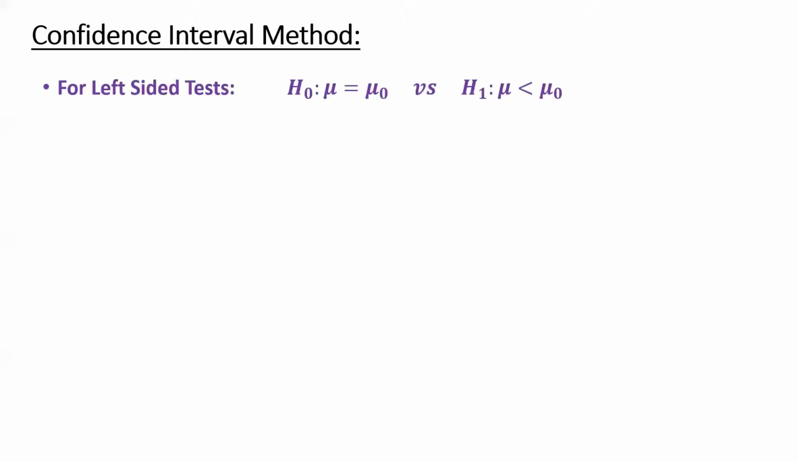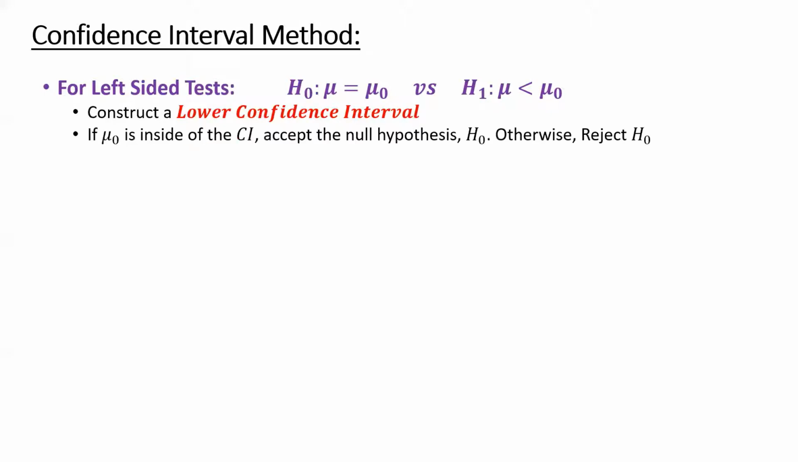For left-sided tests, the alternative hypothesis H1 is mu less than mu0. What should be the type of confidence interval we need? We will do a lower t confidence interval. We have to see if mu0 is inside of the confidence interval. If so, we accept the null hypothesis H0. Otherwise, we reject the null hypothesis.